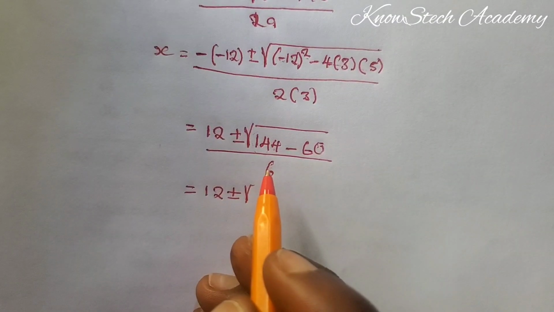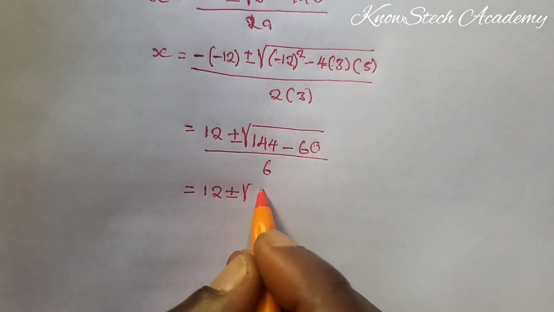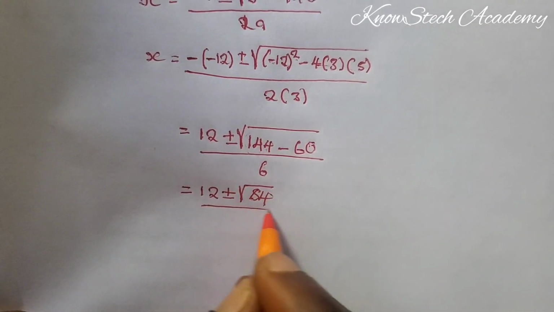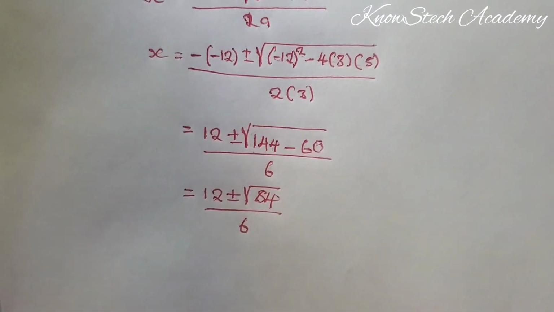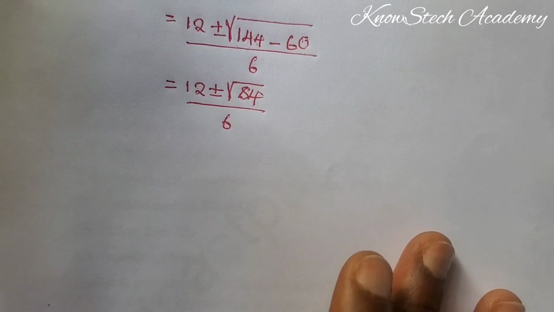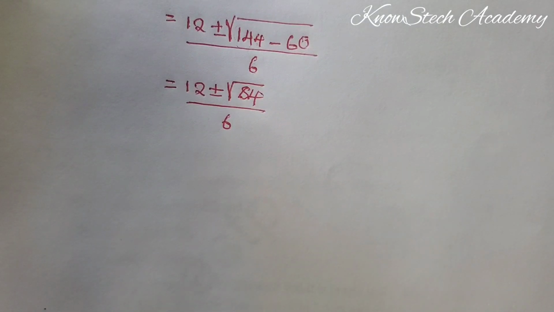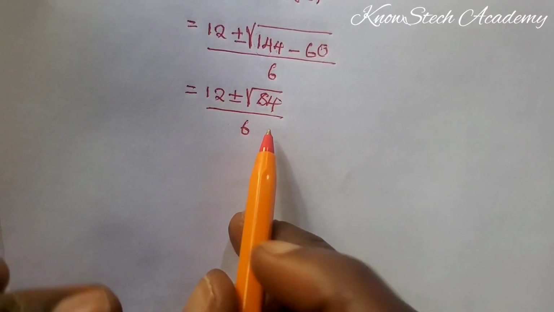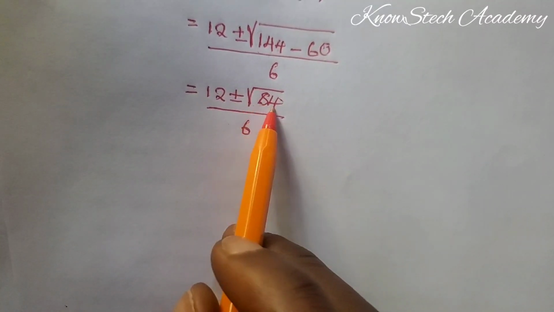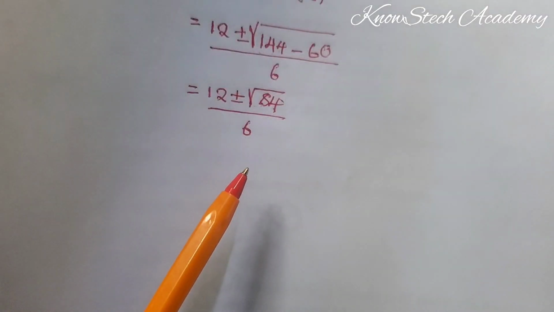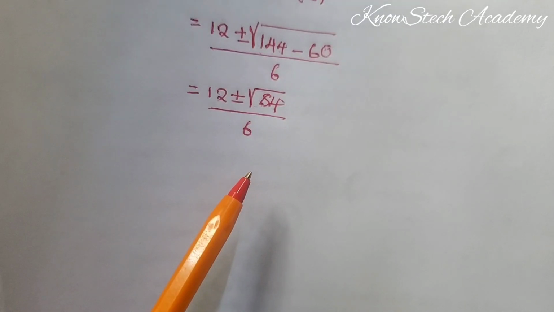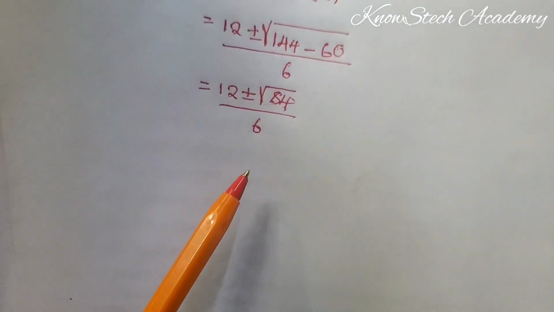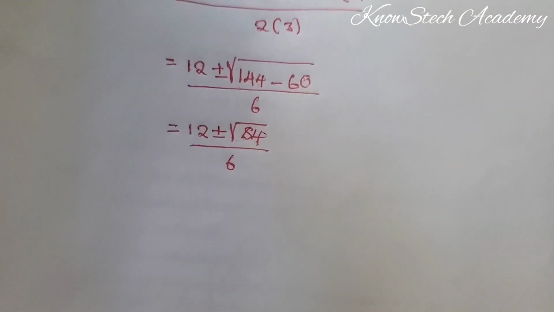What is 144 minus 60? It is positive 84. So the square root of 84 over 6, like this. Okay, we are almost there. Now, when you reach this stage here, let's find the square root of 84. Okay, square root of 84.